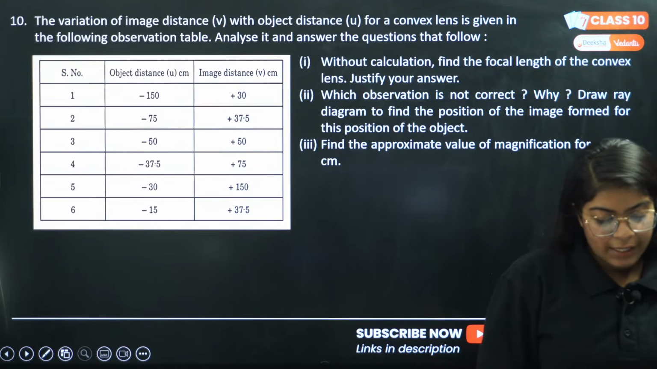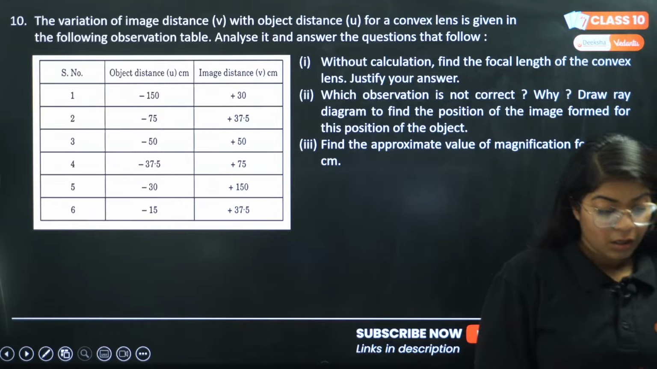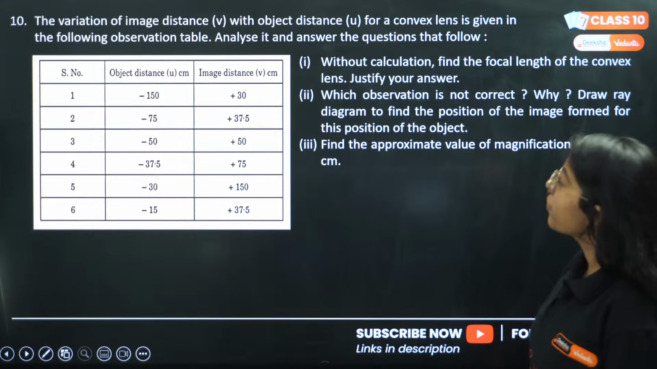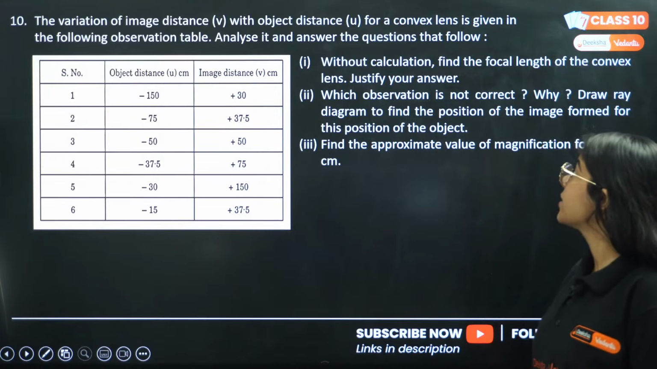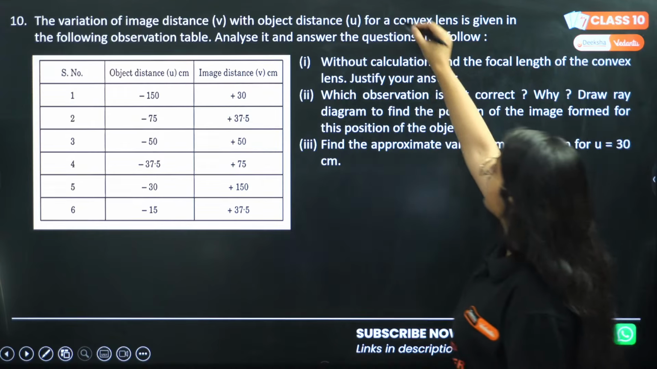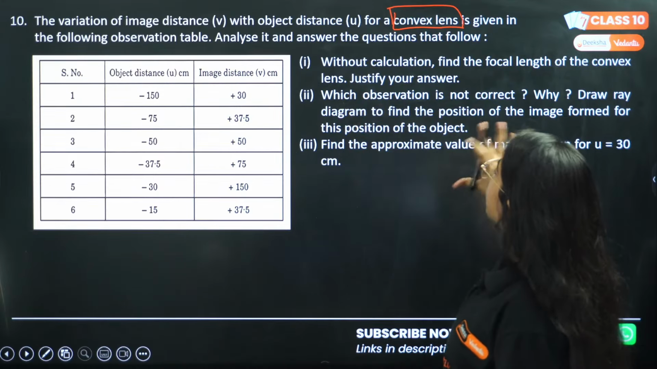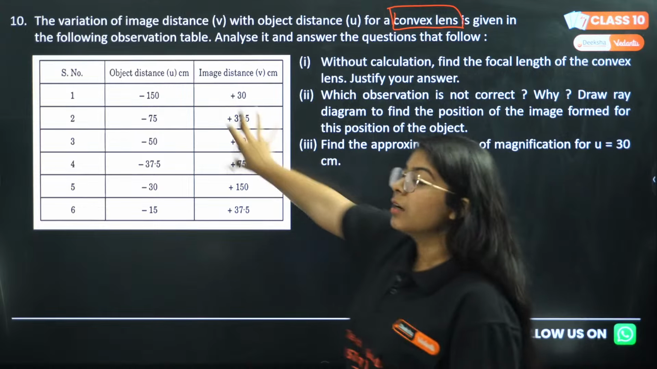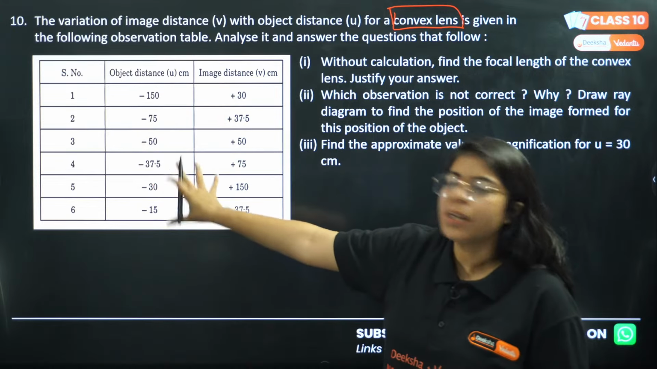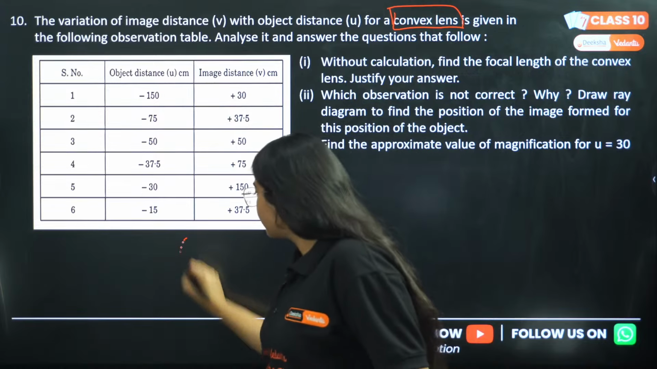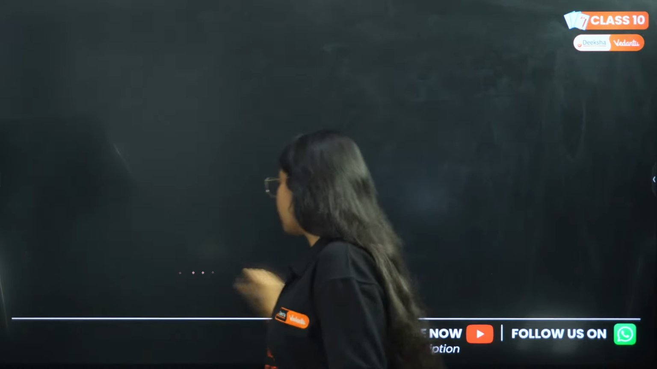Okay. Let's move on to the next question. The question says, the variation of image distance with object distance for a convex lens. This is a convex lens is given. Analyze it and answer the questions. This is some table that you are given. This is object distance, image distance, and the lens is convex lens. This is my convex lens.